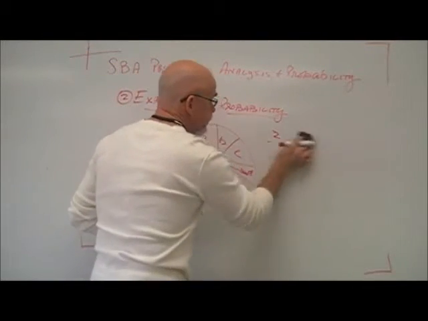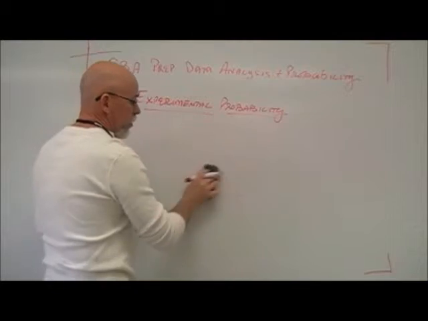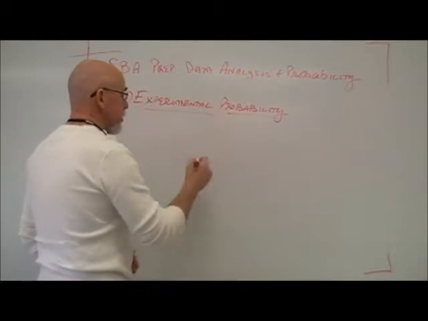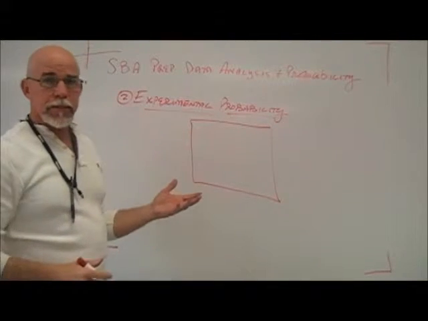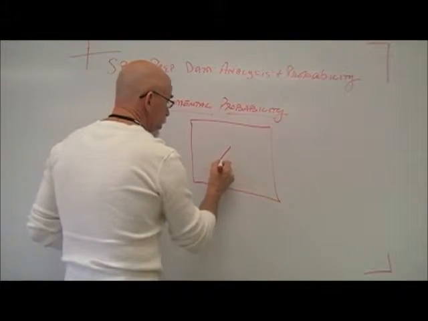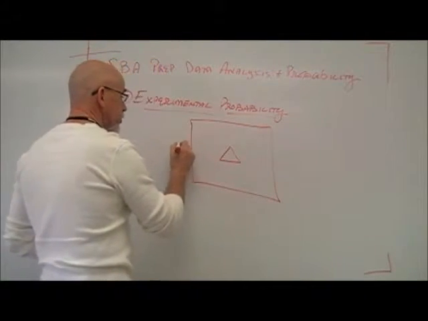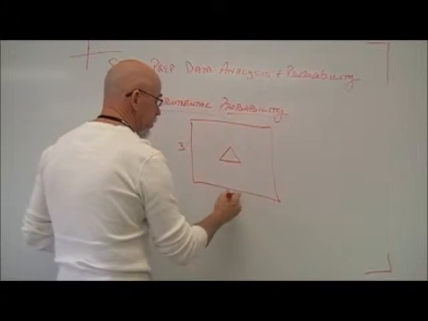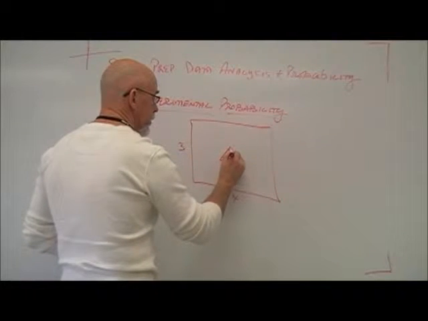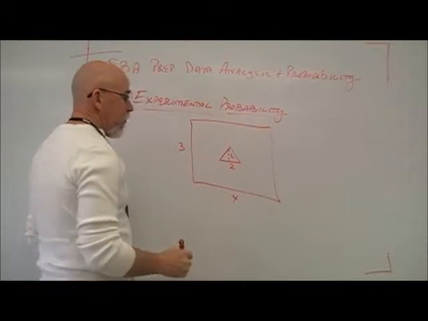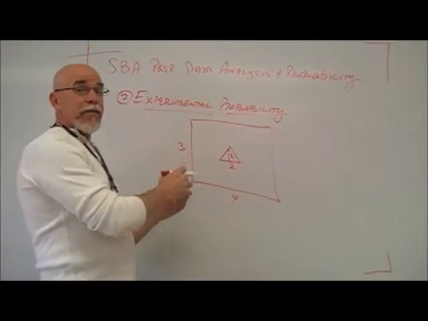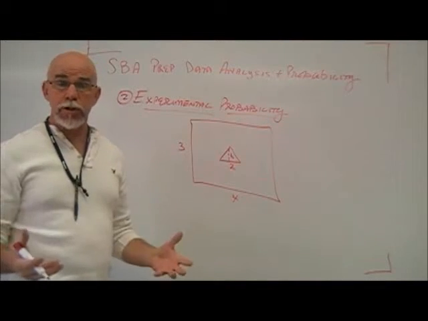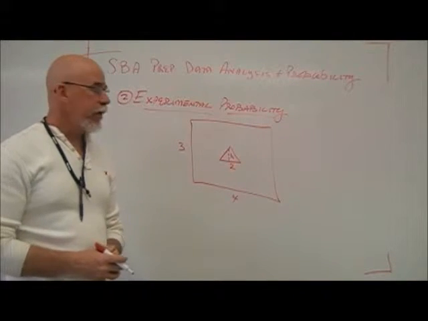They may also ask about experimental probability. They may also do something like giving you a shape and then putting another shape in there and giving you means by which to determine the area of the two, and what's the probability of landing randomly in the triangle. It's an experimental type of probability.